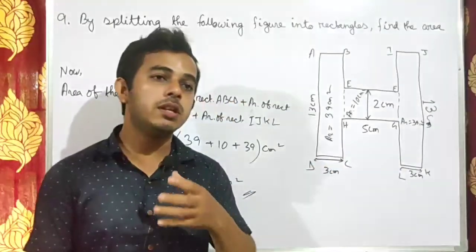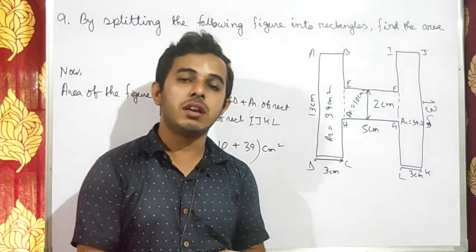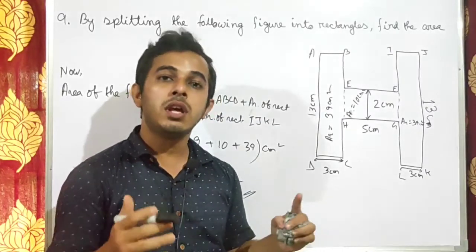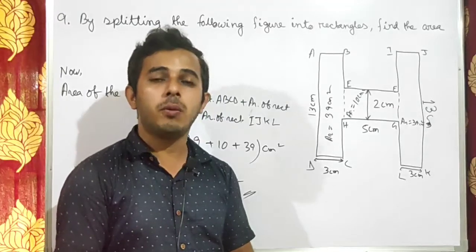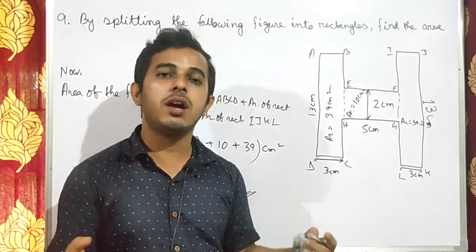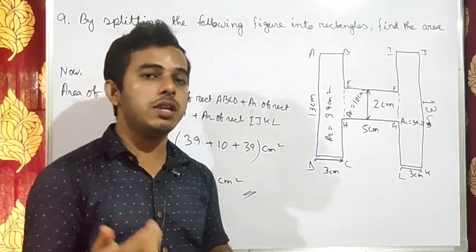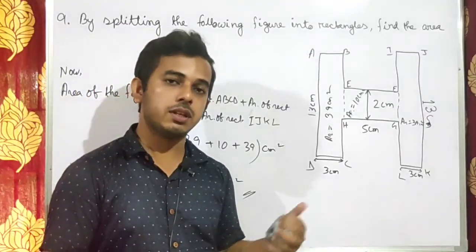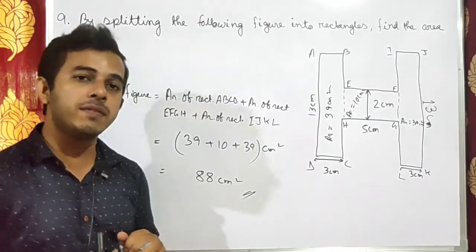Okay, so the main thing is what? If there is any clumsy figure or irregular figure, we have to split the figure into some known shapes, either rectangle or square or parallelogram, any polygon whose area we know. Okay, and then if we find out the area of that polygon, it will be the area of the given figure. Clear? I hope this is clear to you, how to find area of any given figure.